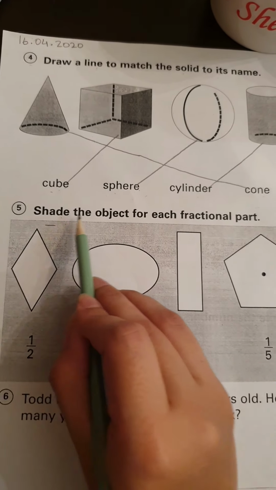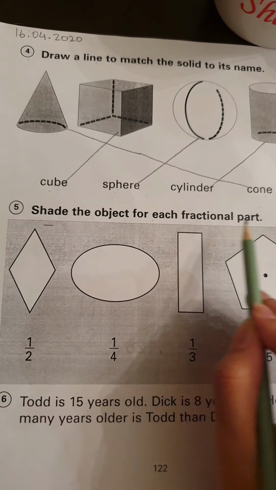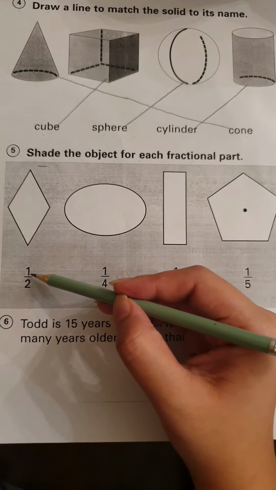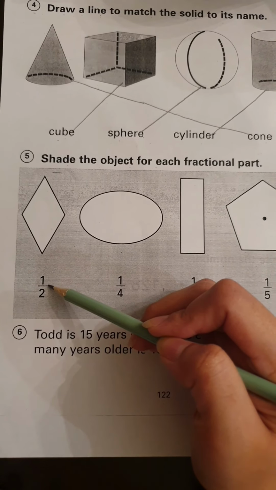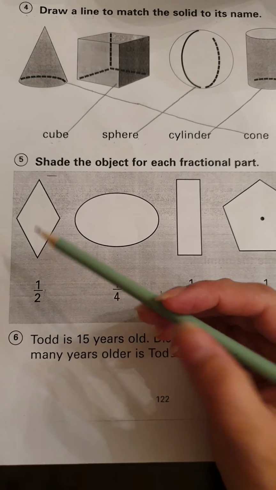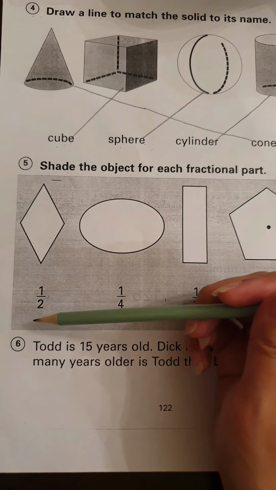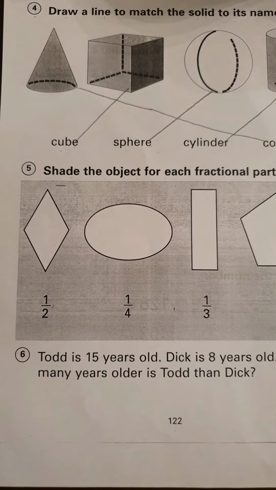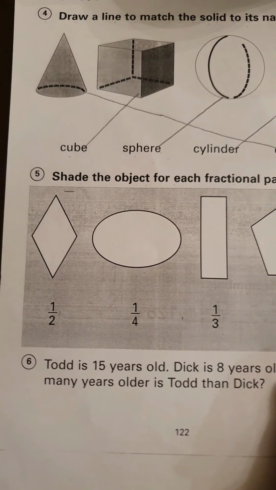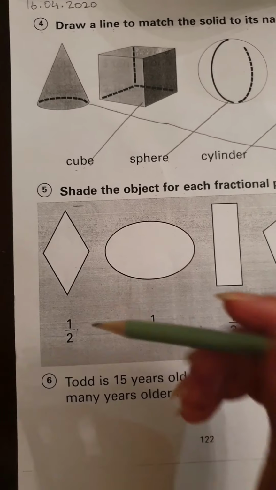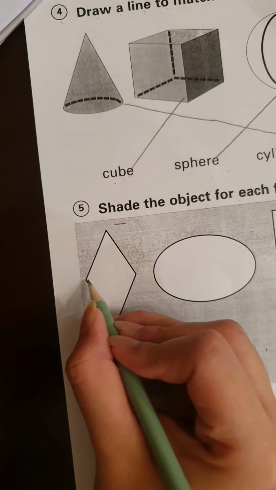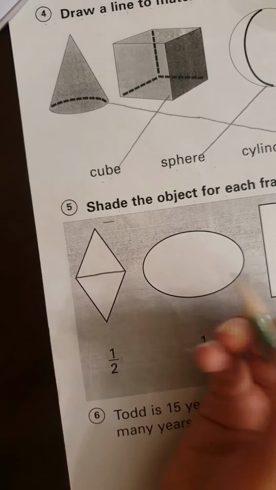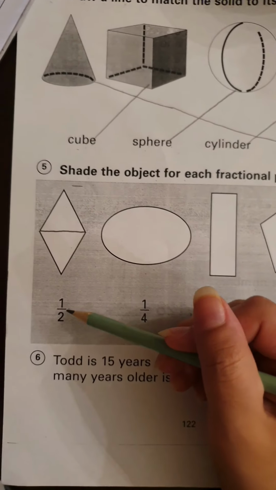It says shade the object for each fractional part. Okay, this one is fun. I love fractions. The first one is a diamond and the fraction says 1/2. It means that we need to divide our diamond into 2 parts. And should they be equal parts? I think yes, we have to divide our diamond into 2 equal parts. So let's draw a line first. There we go.